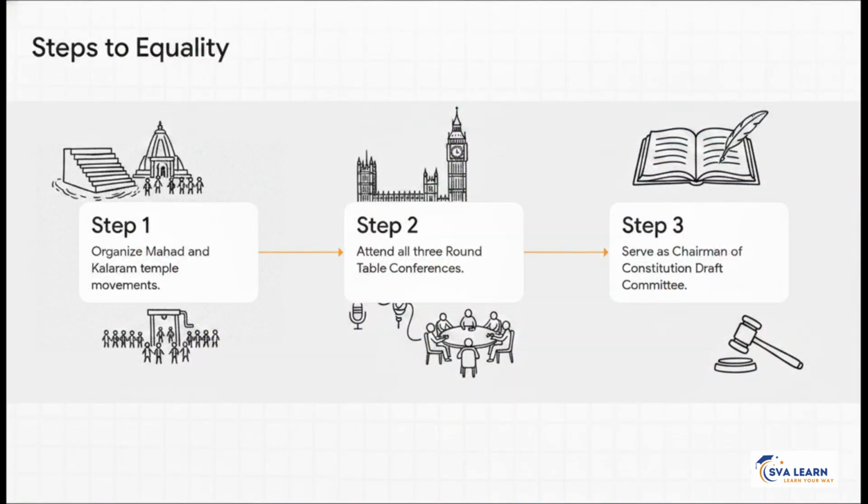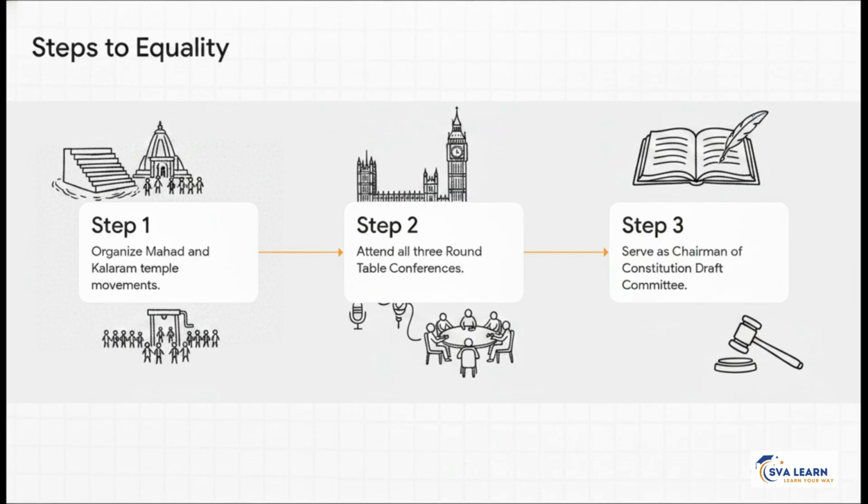Let's completely whiteboard his logical sequence of actions to eradicate untouchability. I want you to imagine drawing a staircase. Step 1 is right at the grassroots level. He organized the Mahad movement to secure the right for untouchables to use public lake water, and the Kalaram movement for temple entry. Then, step 2 moves up to the international stage.